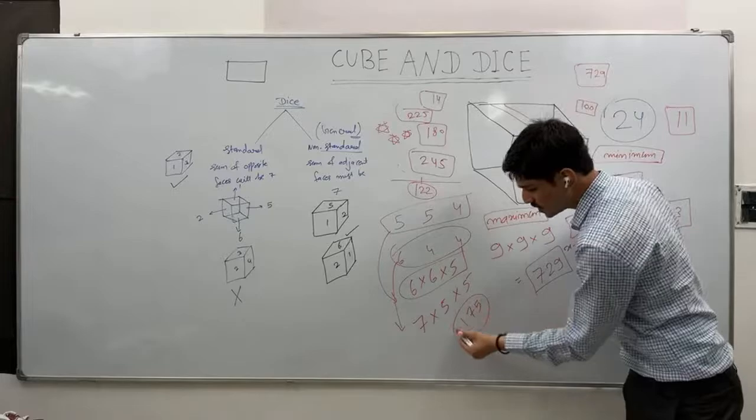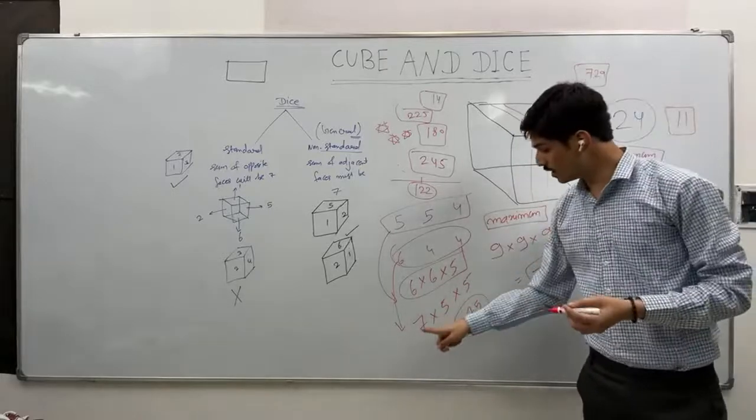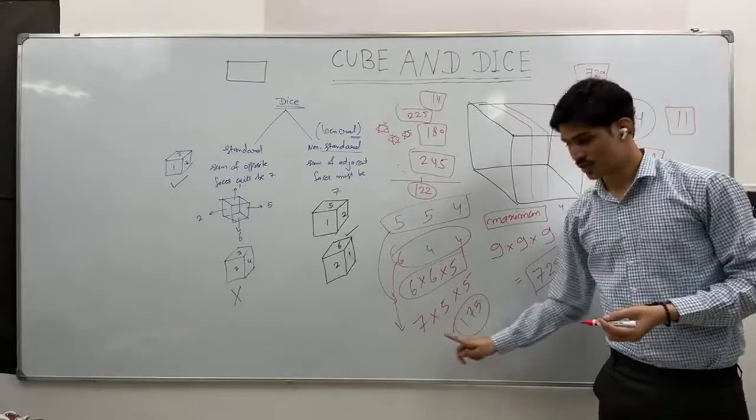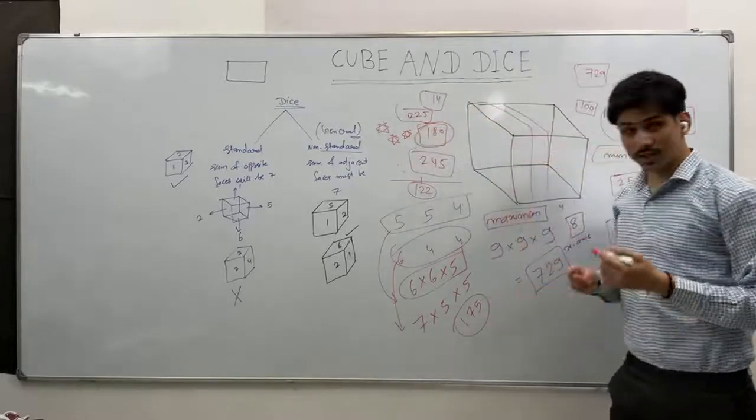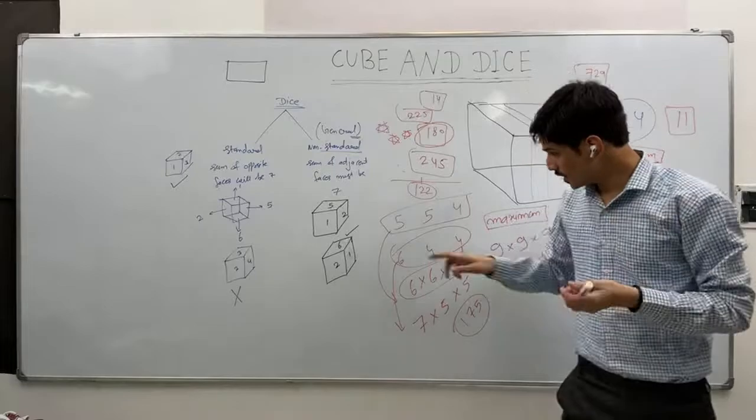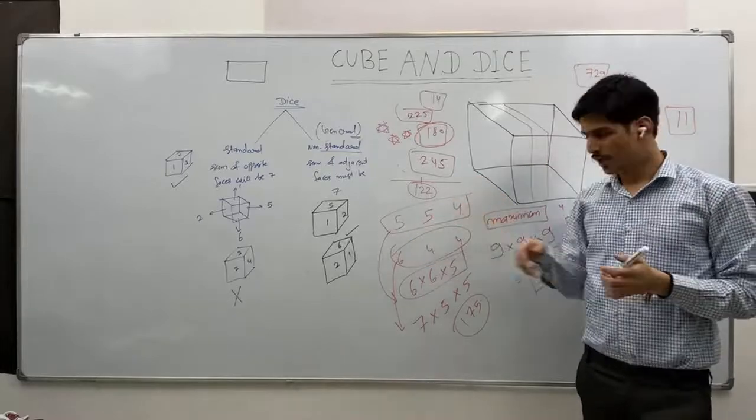175. But this is less, right? It means we have done some mistake in multiplication, right? This is only 175. Here we are getting 180. So it means, how am I supposed to distribute them? 5, 5, 4. Anyway, this won't work.